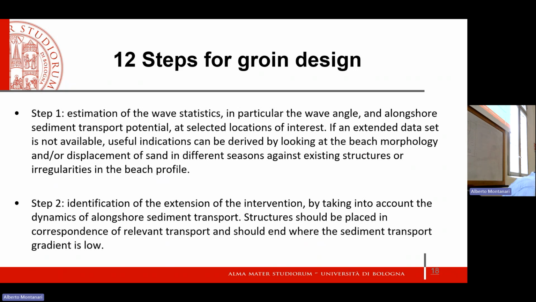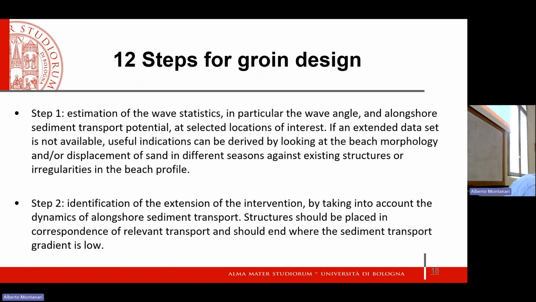The first indication that I give is to try to look at the beach and understand from the shape of the beach what are the main features. So where is erosion located? Where is accretion of sediment, deposition of sediment, located? So is there already a structure like a pier of a harbor, of a small touristic harbor? If there is a pier, what is the shape of the beach in correspondence of the pier? So you understand where is accretion and where is erosion. Accretion is located on the part that is oriented updrift, the dominant updrift direction.